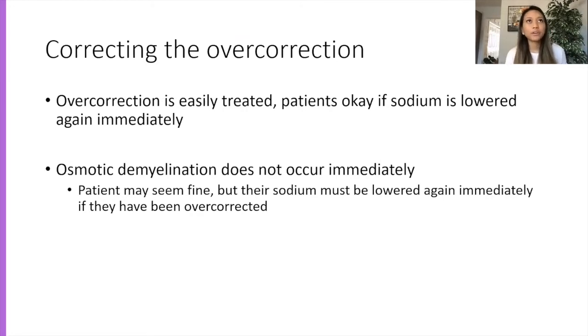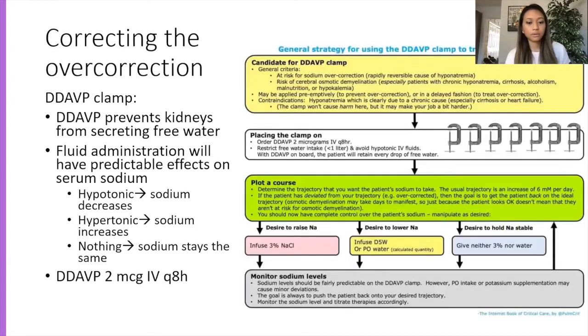So how do we correct an overcorrection? I feel like a lot of my resources never really talked about this, and I thought it's pretty important to go over. If you have a hyponatremic patient, you realize that you corrected it by more than 6 to 8 in a day, don't panic. You can treat it, and as long as the sodium is lowered immediately, the patient will be okay. Osmotic demyelination doesn't occur immediately, but if you see that it happens, the patient seems fine, do not leave it like that. They may develop symptoms later down the road, so it's important to correct it right away. And now we will go over how to correct it.